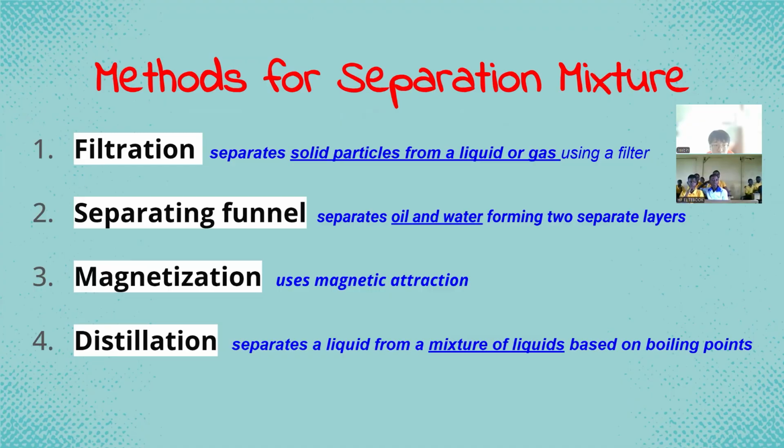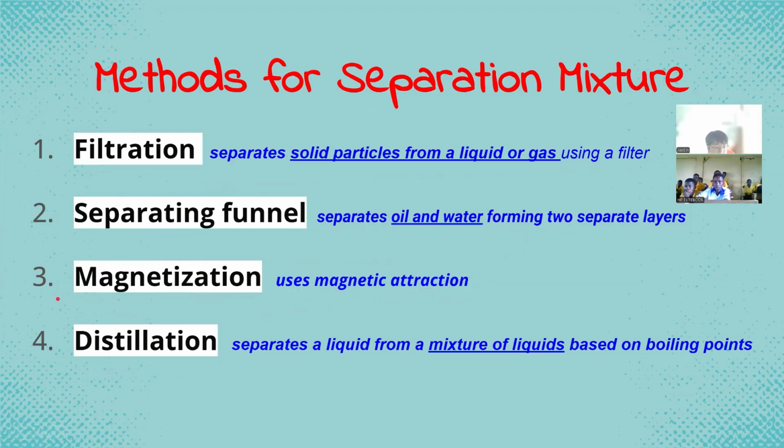Here I have listed some methods to separate a mixture. One way that we can separate a mixture is by filtration, which separates solid particles from liquid or gas using a filter. Another way is by separating funnel, when it separates oil and water into two separate layers. And we have magnetization, which uses magnetic attraction to separate mixtures.